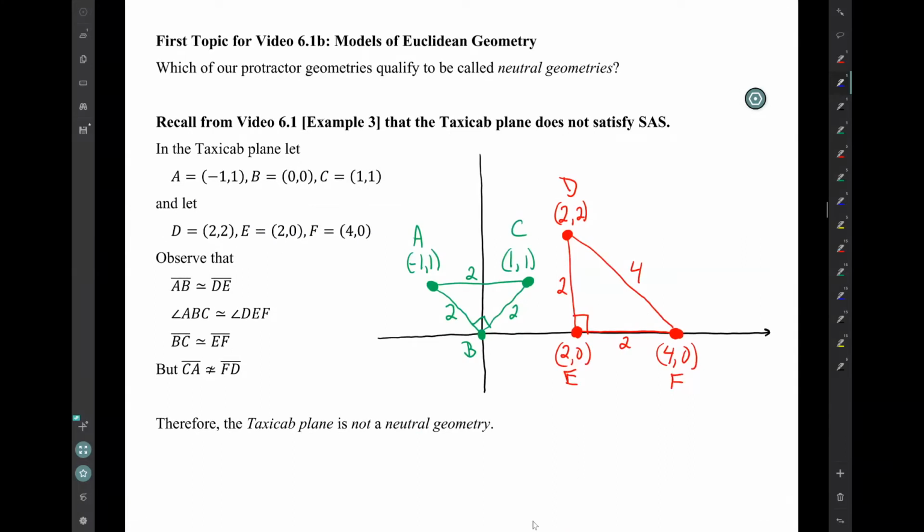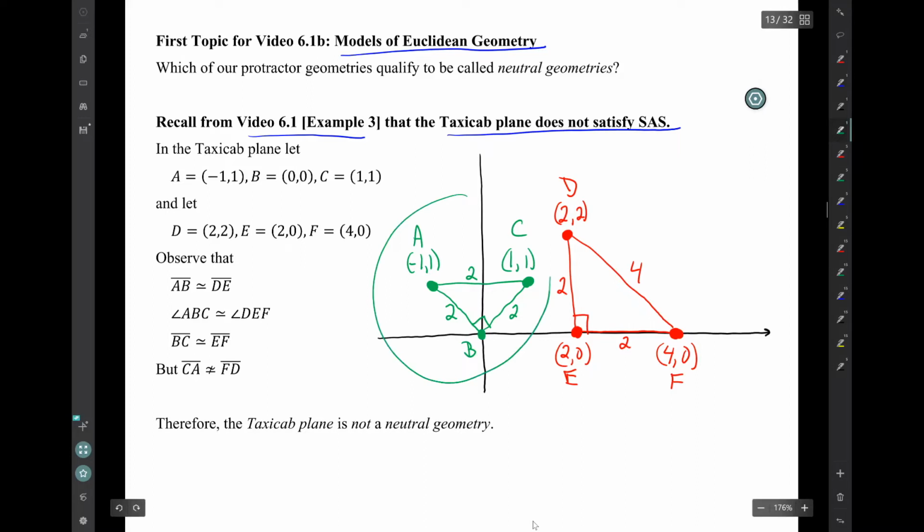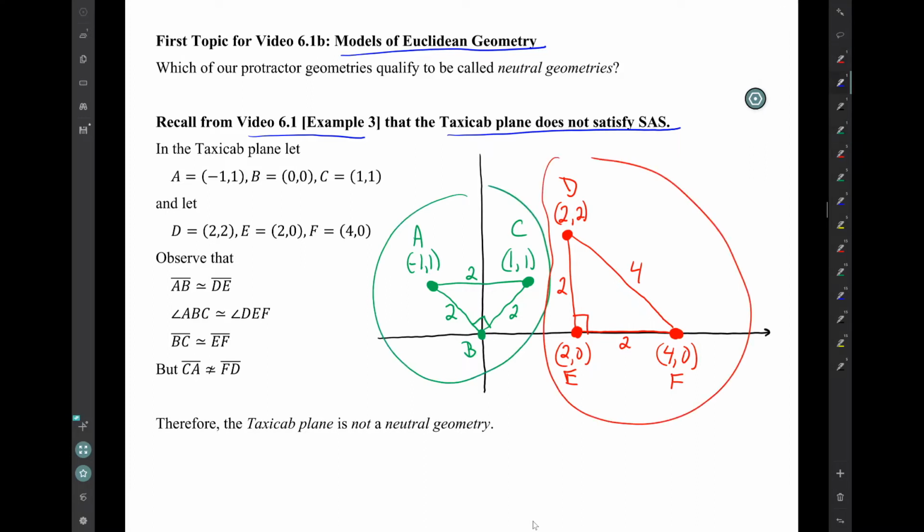First topic for this new video is models of Euclidean geometry. So the question is, which of our familiar protractor geometries qualify to be called neutral geometries? Well, remember from video 6.1, example 3, that the taxicab plane does not satisfy the side-angle-side axiom. We considered this example of two triangles, this green triangle and this red triangle, that have corresponding side-angle-side that are congruent. And yet, the triangles are not congruent because the third side is not congruent.